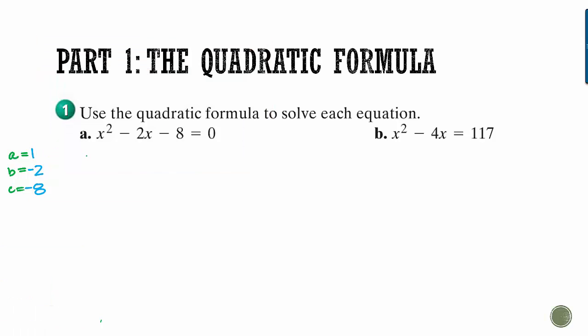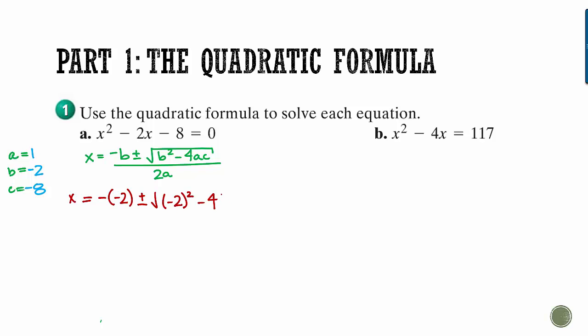Write down the quadratic formula every single time. This will help it stick into your head, and eventually you won't need to do this, but the more you write it down, the more you see it, the more you'll remember it. So then we just plug stuff in. And this is the opposite of b, so x equals negative 2 plus or minus the square root of negative 2 squared minus 4 times a times c, and it's all divided by 2 times a.